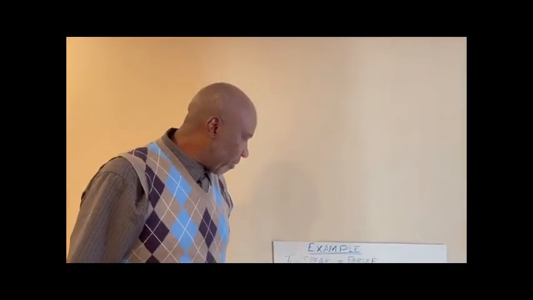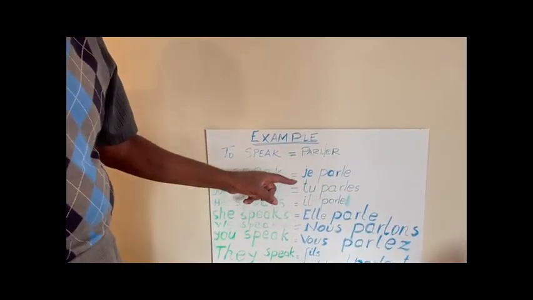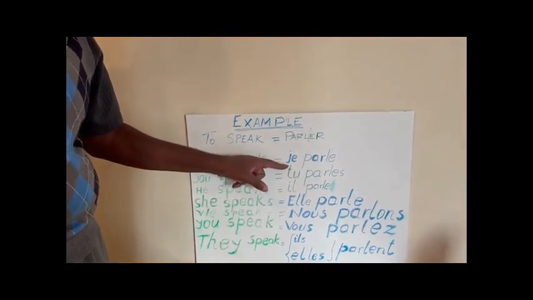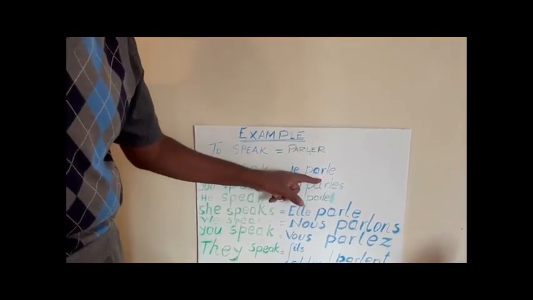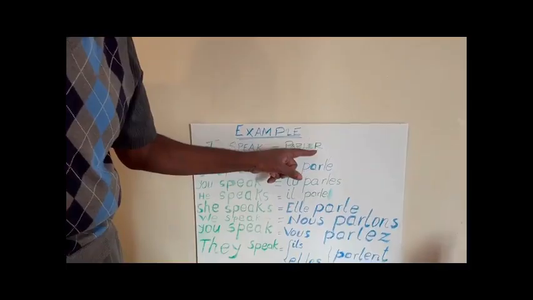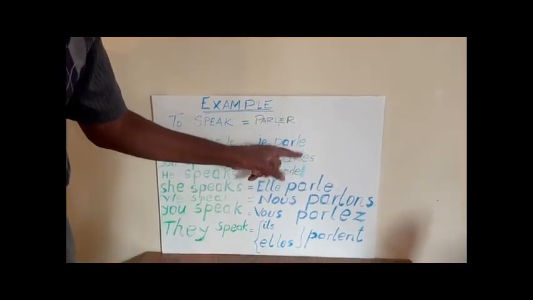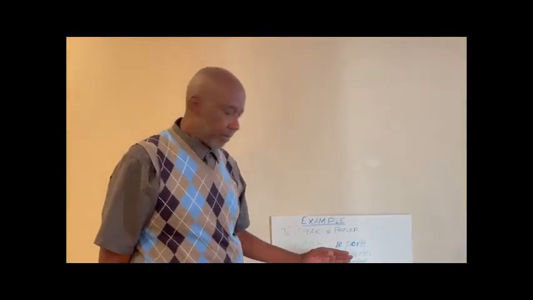Okay? Example. When I say I speak in French, we have the subject Je parle. As you can see, the stem of the verb is there, but the ending changes. It removes R. It only remains with E. That means je parle, I speak.